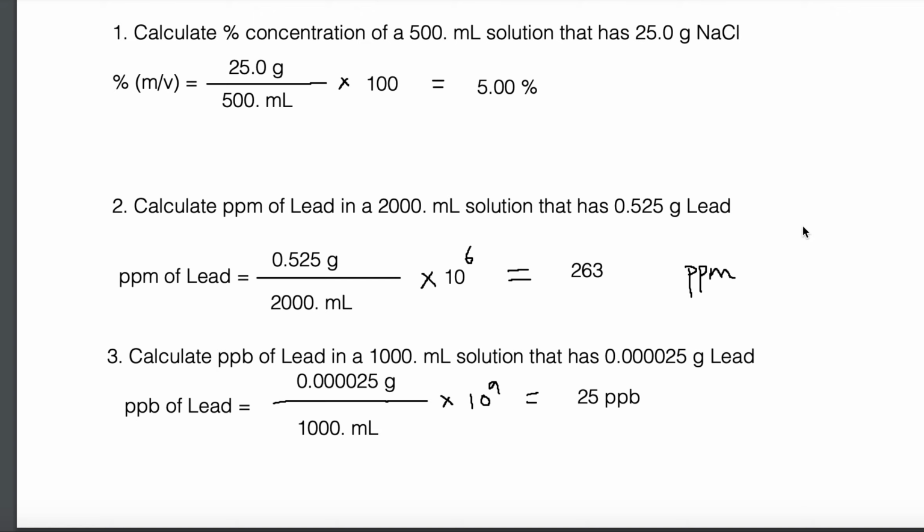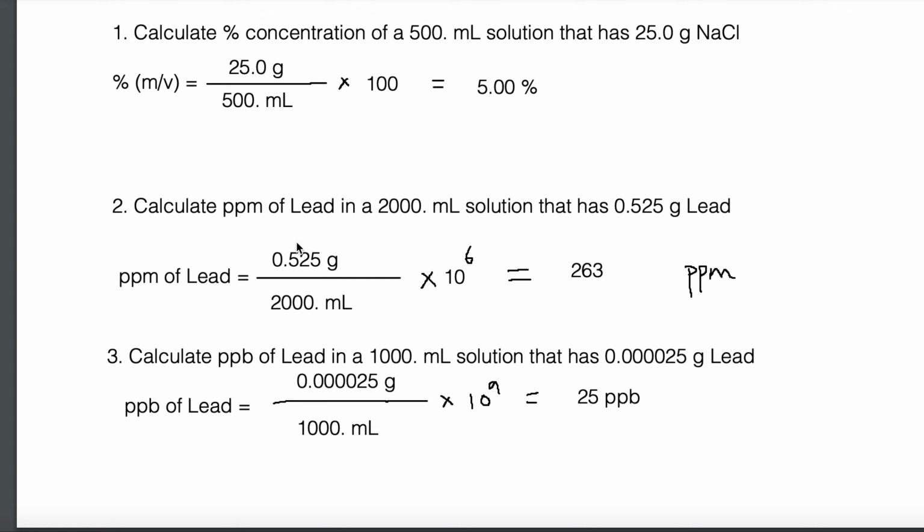Moving on to part per million. Now we've got lead. We're not supposed to have any lead in water, but let's say we have 0.525 gram of lead in 2,000 milliliters of solution, say water. That's 2 liters, about 2.2 quarts. 0.5 gram of lead, probably lead ions. What is the part per million?